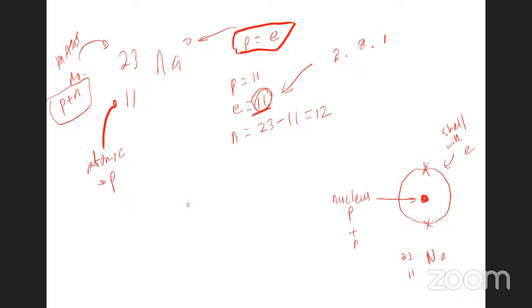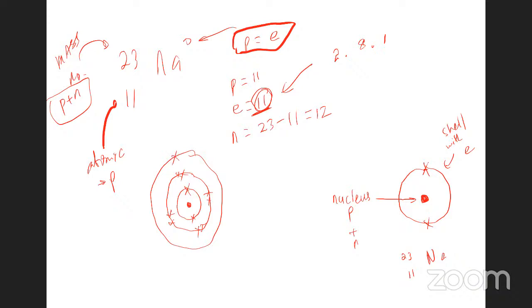So you have to be able to draw it. You have 3 shells: 1, 2, 3. The first shell can hold 2 electrons. The second shell holds 8 electrons. That's 10. And we have one more. All right, that's the way you draw an atom.